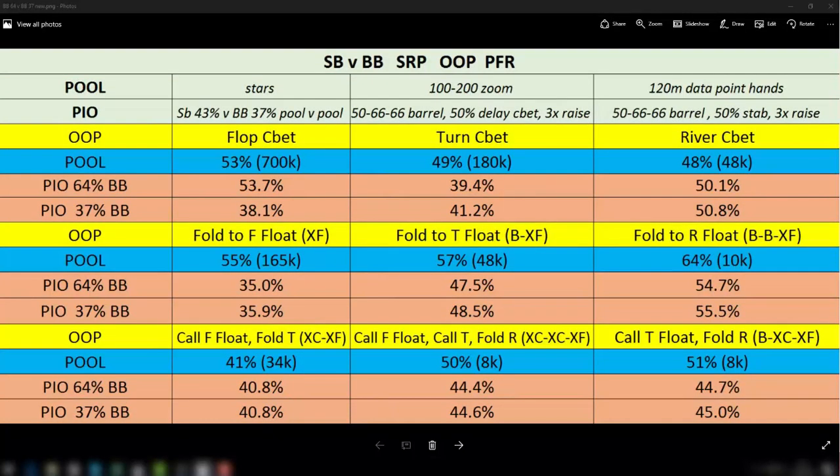So now I'll show you the same thing, roles reversed. So now the environment we're mapping is the player in the small blind, out of position, single raise pot as a pre-flop raiser.